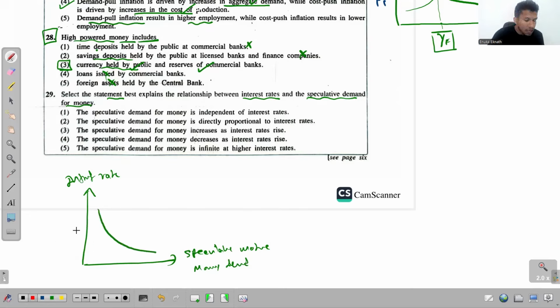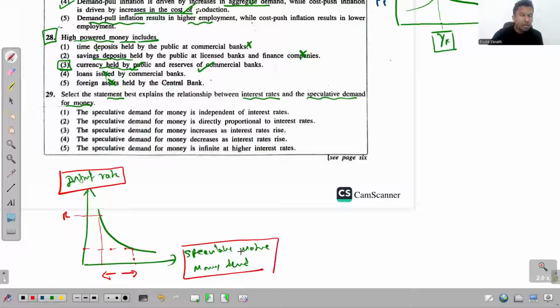And what does that mean? It means if the interest rate is a higher value, the speculative money demand will be lower. And if the interest rate is a lower value, speculative money demand will be higher. Put simply, there is a negative relationship between the interest rate and the speculative motive money demand. So if you know this simple theory, you can pick the answer.